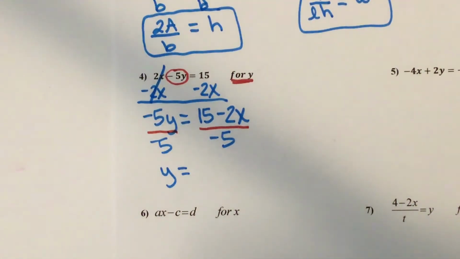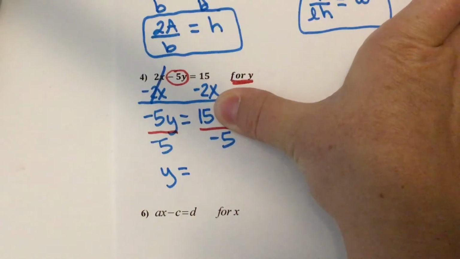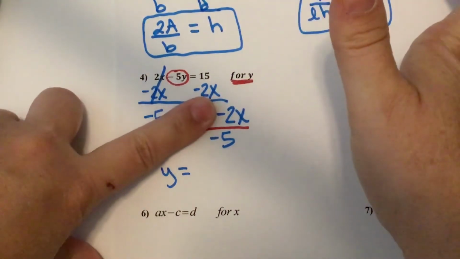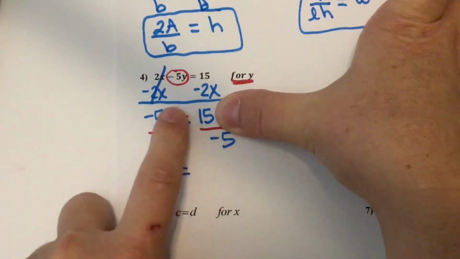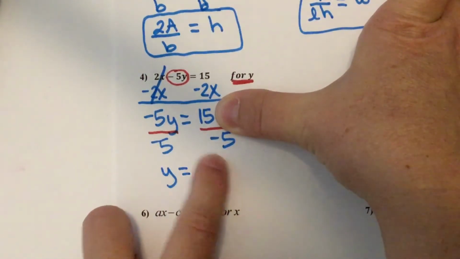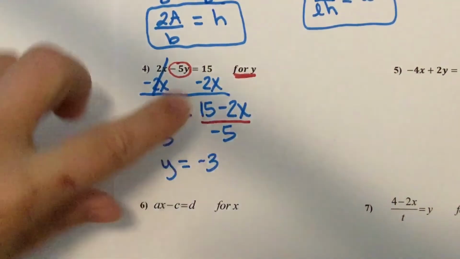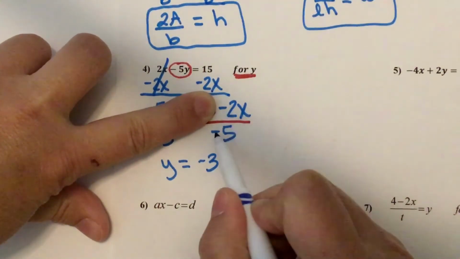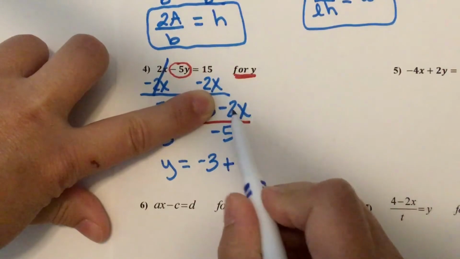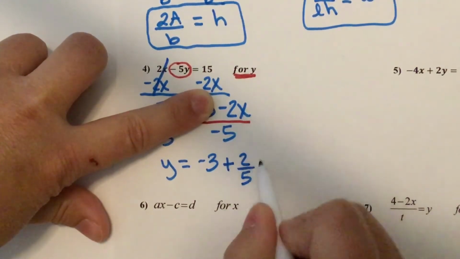Now this side, I'm going to reduce. So when you have both of these divided by negative 5, it means the 15 is divided by the negative 5 and the negative 2x is divided by the negative 5. So first, let's do the 15. What's 15 divided by negative 5? Negative 3. And now let's do the negative 2 divided by negative 5. A negative divided by a negative makes a positive, and then 2 divided by 5 doesn't reduce, so it just stays 2/5, and don't forget to recopy the x.